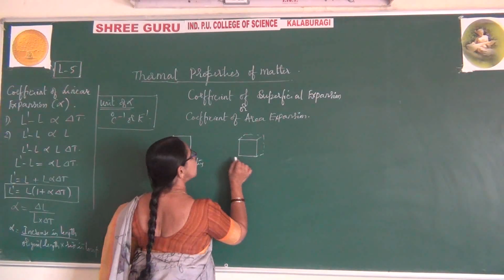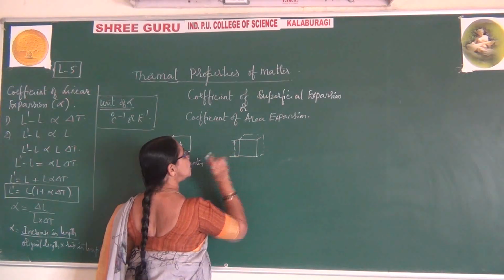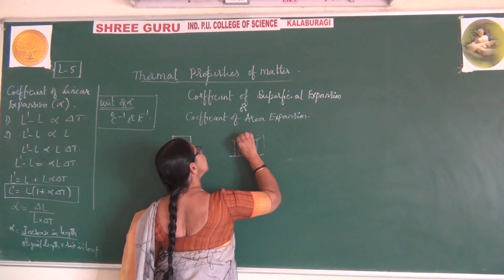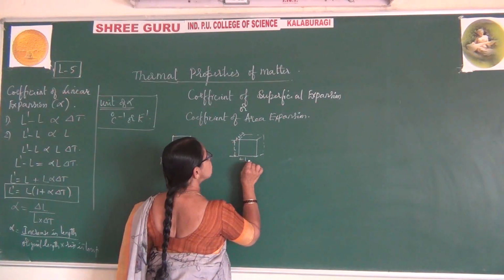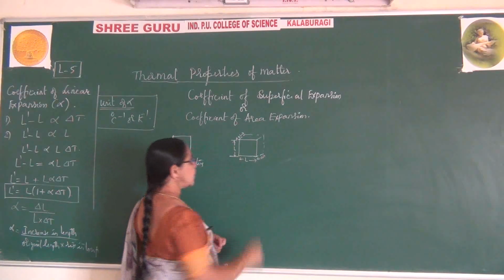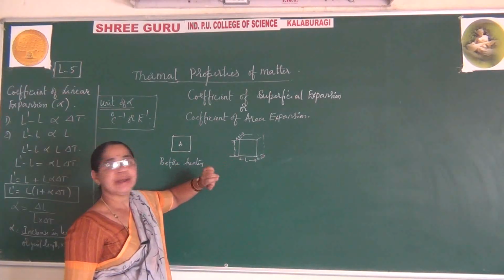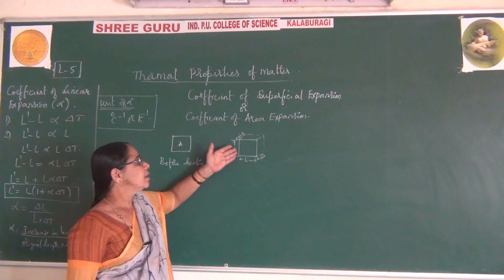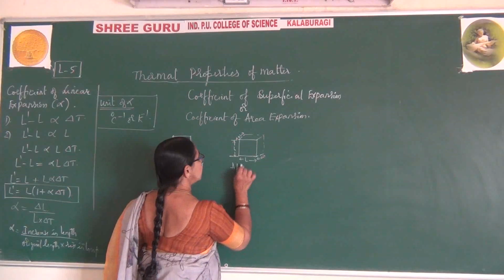So what do you mean by this? This is the length, and this delta L is the increase. Here too, if this is the length L, this will be the delta L. So both length and breadth, both sides have increased. You can see how the plate has expanded after heating. This is after heating.